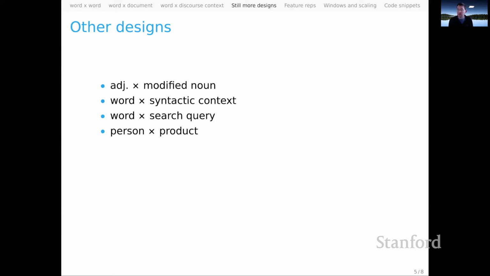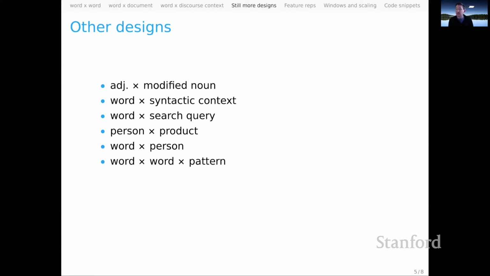We don't even have to limit this to linguistic objects. Word by person could capture the number of times that each person purchased a specific set of products, and then we could cluster people or products on that basis. We could also mix linguistic and non-linguistic things. So word by person might capture different usage patterns for individual speakers, and again, allow us to do some kind of interesting clustering of words or of people.